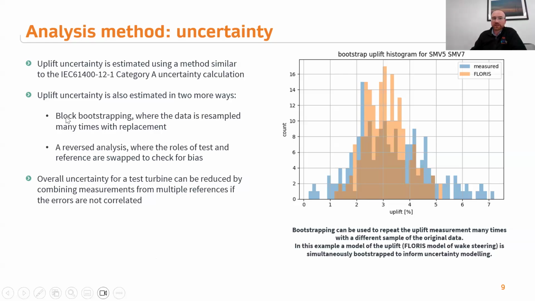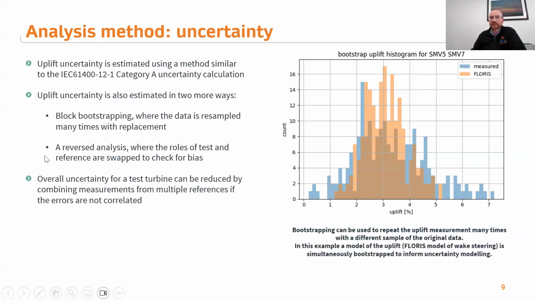So we've enhanced the uncertainty calculation by adding block bootstrapping, where the data is resampled many times with replacement, which gives you a distribution of uplifts using different subsets of the data. And basically the width of the distribution is another estimate of the uncertainty.